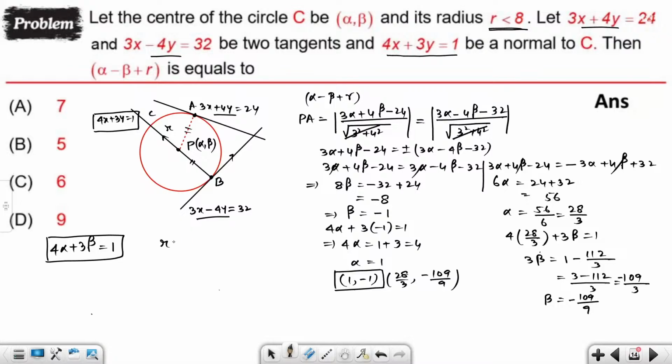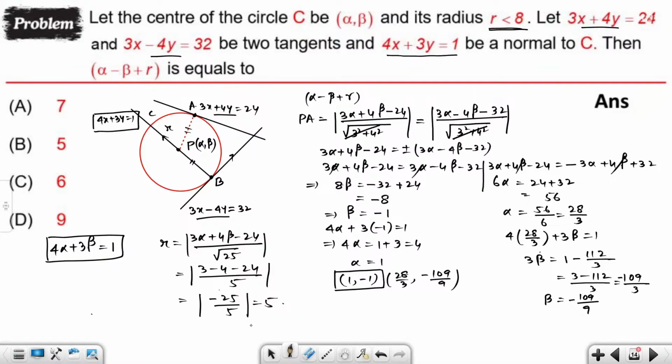Let me consider your alpha and beta to be 1 and minus 1. Therefore, what will be its radius? The radius is the perpendicular distance from the origin on the tangents. So, if I consider PA, PA is the radius, or you can consider PB also, it doesn't matter. You will get the same answer. So the perpendicular distance will be 3 alpha plus 4 beta minus 24 divided by root over 25. Now if I put alpha beta as 1 and minus 1, we are getting minus 25 over 5.